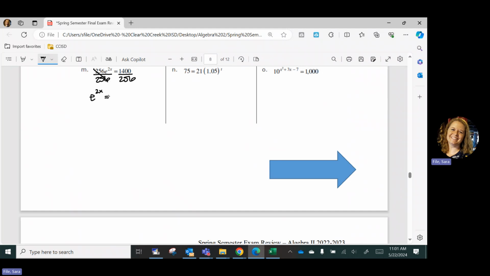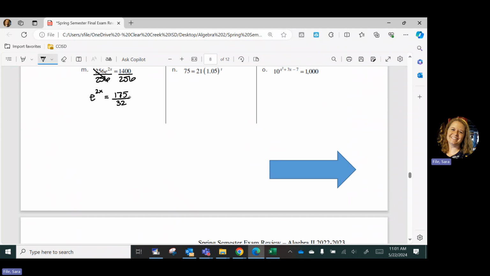So 1400 divided by 256. You can write it as a decimal, or you can just leave it as that fraction. It doesn't really matter in the long run at the end. I'm just going to leave it as a fraction. You can try to reduce it to see if it reduces. This one does reduce to 175 over 32, so I'm just going to write the reduced version. You don't have to reduce it; you can leave it as it was. Okay, but I've isolated the exponential.